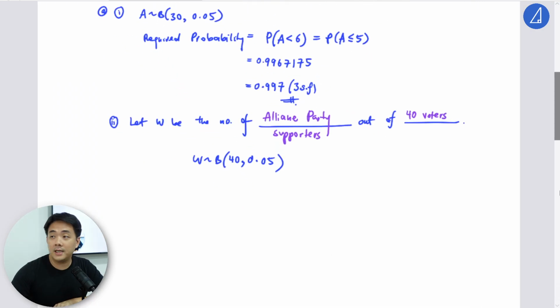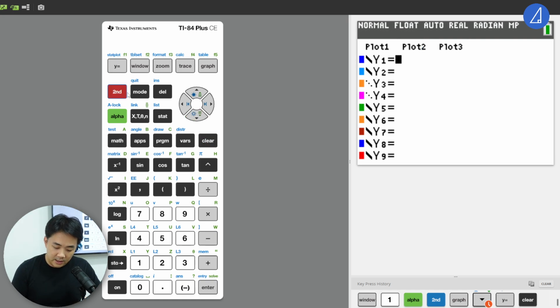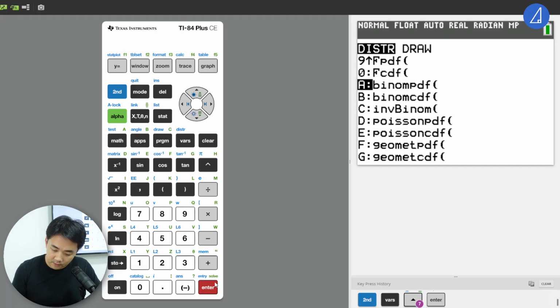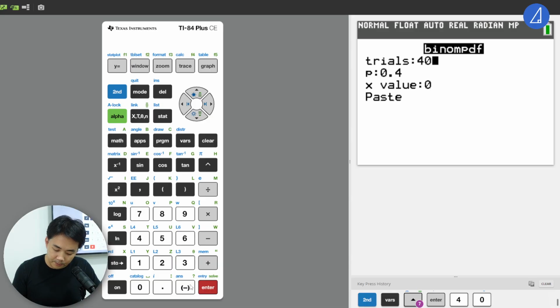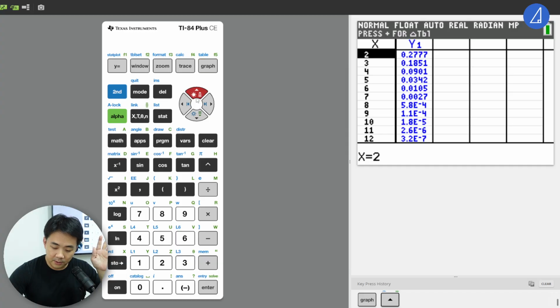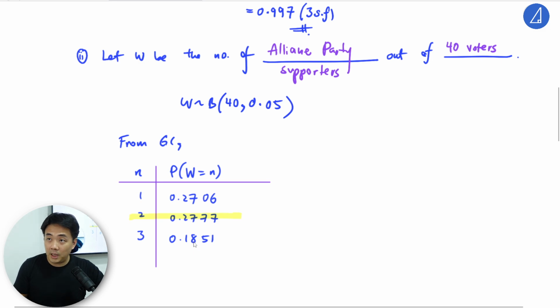To find the mode, just use the GC. Go to second distribution, find binomial PDF. Trial is 40, success rate is 0.05, and you put this as X. You want to find the most probable number of voters. Go to the table and scroll. You see the probability increase, then find the maximum, which is 2. This is the most probable number.